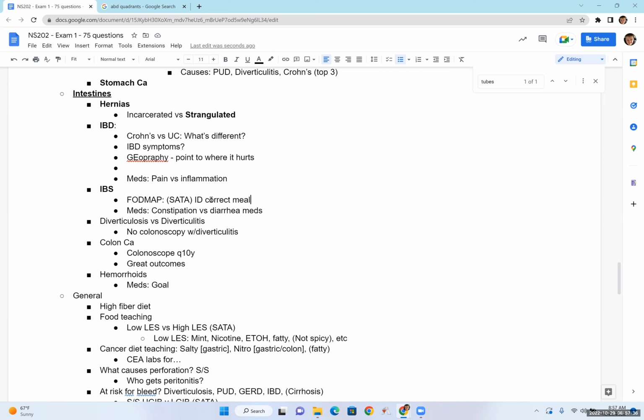So like lubiprostone, that's an IBS med, right? That's not an IBD med. IBD meds should have something to do with fixing pain, inflammation. But also pain and inflammation can be for our hemorrhoids too.